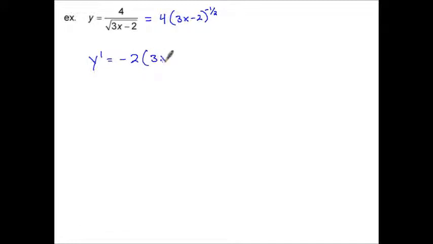And then that thing, whatever it is on the inside, stays put, but my exponent drops down to a negative 3/2. But then again, I have to now multiply by the derivative of the 3x minus 2. Hopefully at this point I can just say the derivative there is 3. And then again, as per usual, I have a little bit of cleanup to do here. The 3 is going to hit the negative 2 and give me a negative 6.